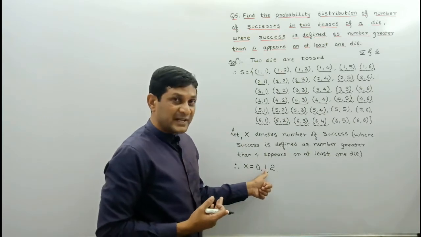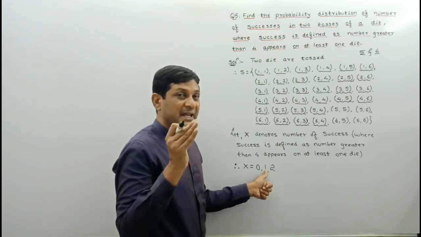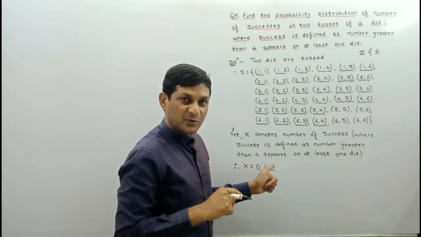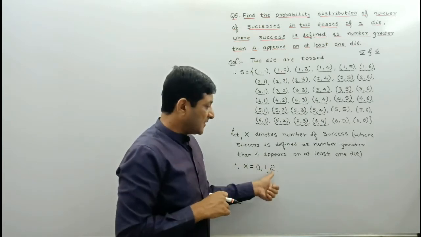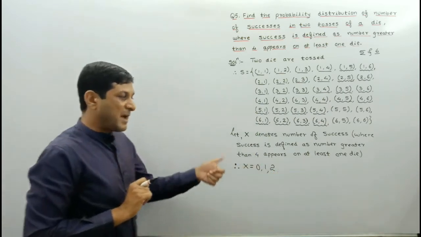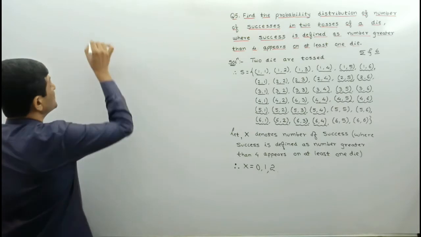यहाँ पे 1 है, value of x is 1 means कोई तो भी एक नंबर ऐसा है which is greater than 4, means either 5 or 6, or 2 means both the numbers are greater than 4. Now we are finding probabilities for these values of x.